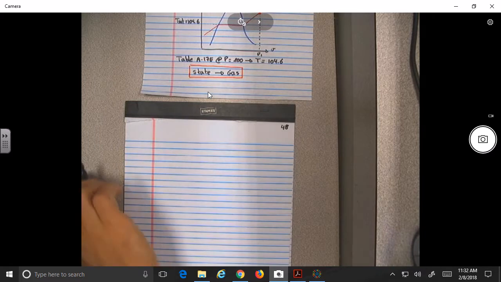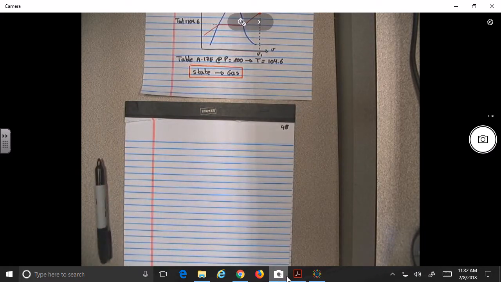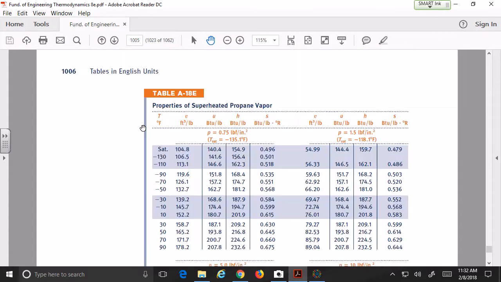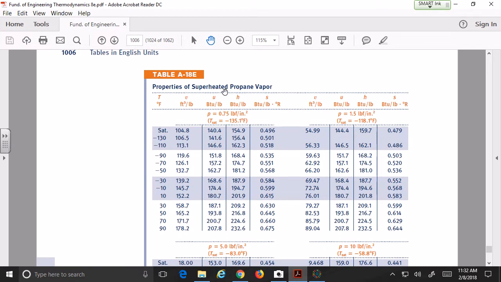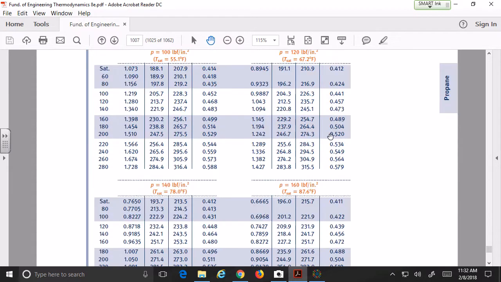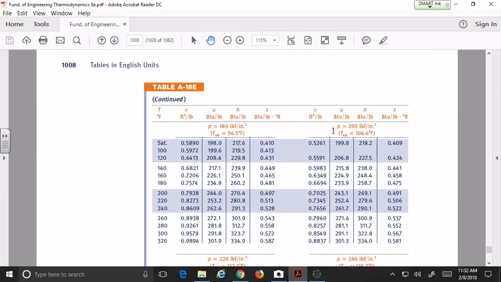gas, so what table do we need to go to? Probably it's going to be the following one, A18E, which should be superheated propane. So superheated propane vapor, we go to this table. We go to table A18E, and here we need to go to the pressure of 200. When you look at the table, 200 over here, and what is the temperature? 200, so we don't have to interpolate. So we are lucky. If we look at this table, what should be the value for V? 0.7025.